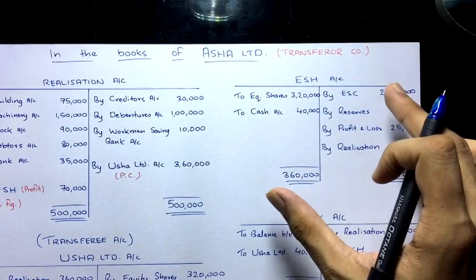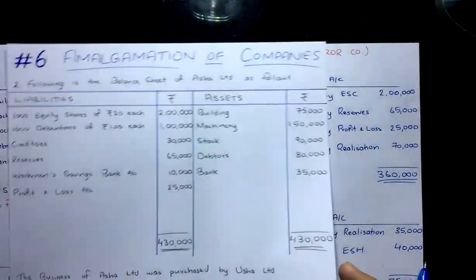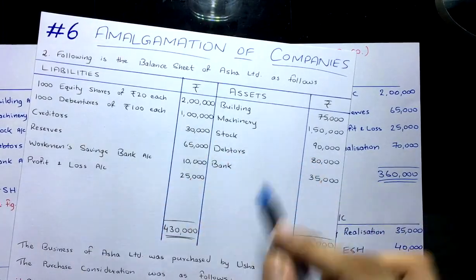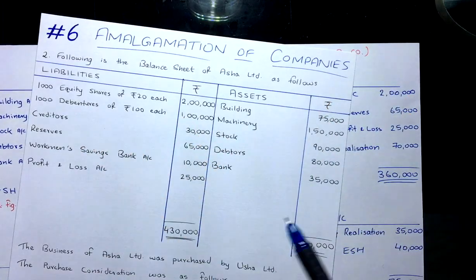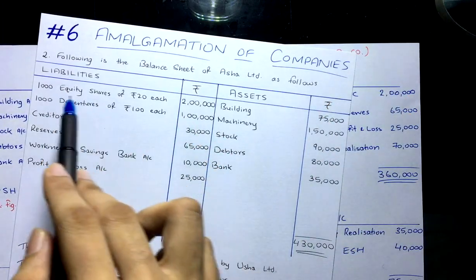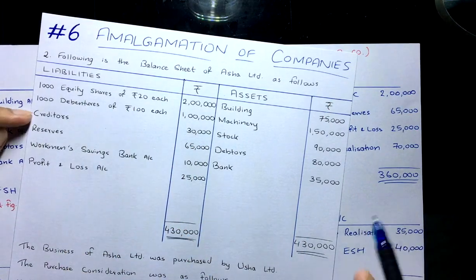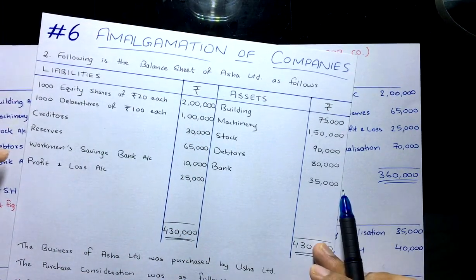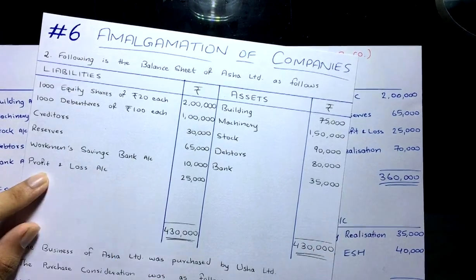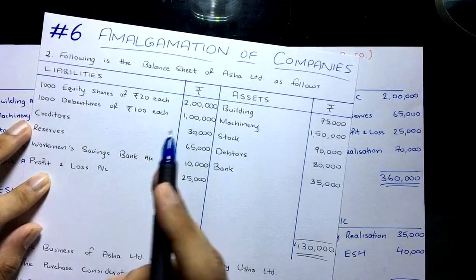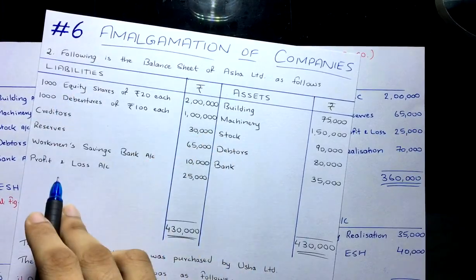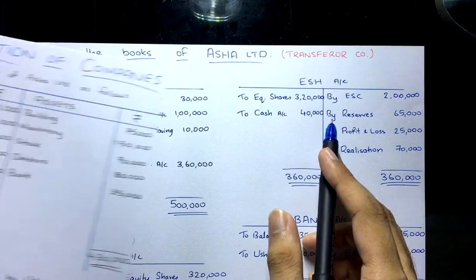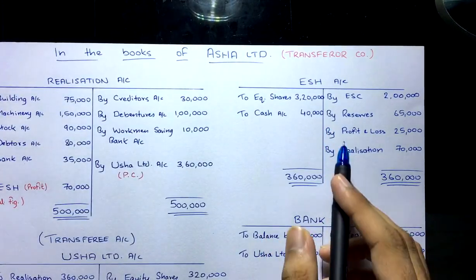Then after completing realization account, you have to open equity shareholder account. In equity shareholder account, see here, हमें क्या मिशन था, बैलेंस शीट को खाली करना है. We have to make the balance sheet empty. We have thrown out all the assets and all the three liabilities, but still we have reserves and equity capital. Yes, we have thrown out creditors, debentures, and workman savings bank, but we are left with profit and loss, that is reserve, free reserve, reserves, and then equity capital. So where will all these things go? It will go to equity shareholder account.